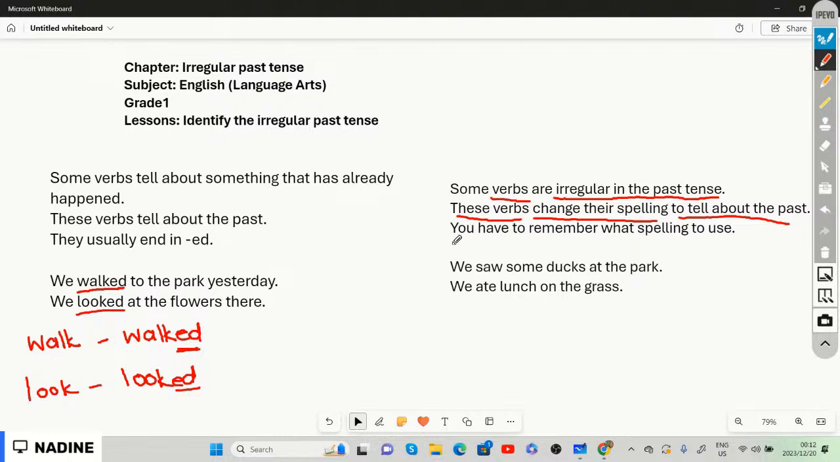But irregular verbs are different. Irregular past tense verbs change the spelling to tell about the past. So we don't just add ed. There's no rule that we follow to say that we just add ed, because these verbs change the spelling to tell about the past.